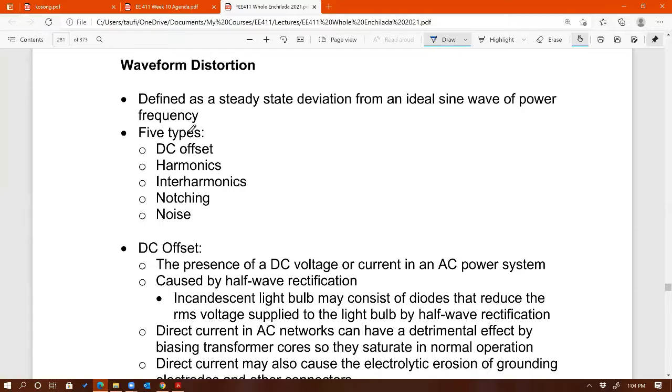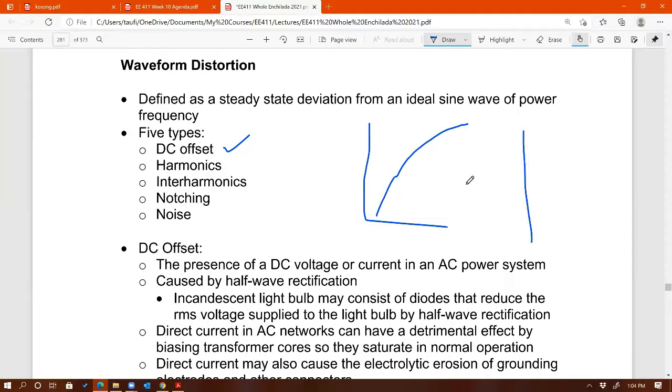Waveform distortion could be in the form of DC offset, harmonics, interharmonics, notching. DC offset is probably one of the worst things too. So electrical systems, AC systems should not have any DC offset, right? But if it does, then we got a problem, right? Because if it goes into the transformer, for example, that's going to drive the transformer higher into the saturation region. Imagine the BH curve. The BH curve looks like this, right? The hysteresis curve, basically, looks like this.